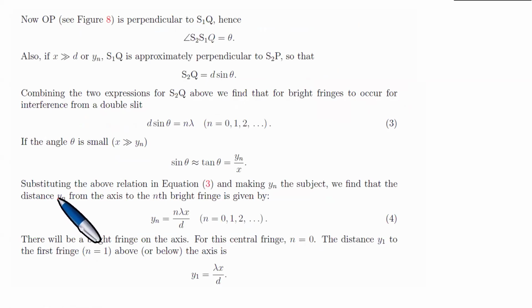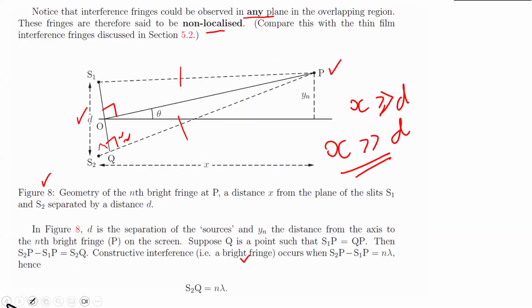Right. So combining the two expressions for S2Q, we find that for bright fringes to occur for interference from a double slit, we have that now. If S1Q is approximately perpendicular to S2P, we therefore have that S2Q itself is equal to d sine theta. So we're then saying S2Q is n lambda.